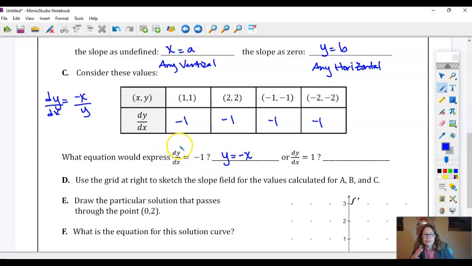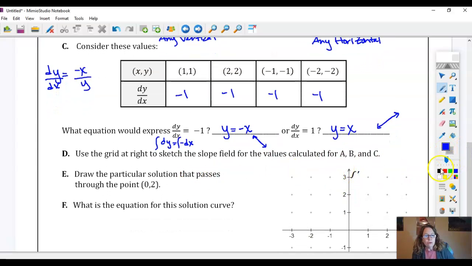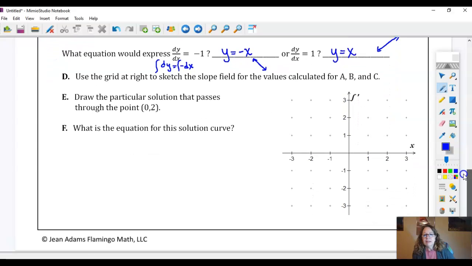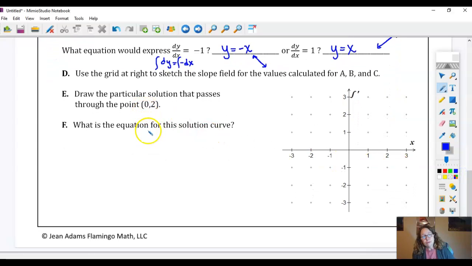Think about if we were to do a separation of variables on this, and if we were to take the antiderivative of each side, that'd be y equals -x. So if it's dy/dx equals +1, that would be y equals x. So y equals x is a diagonal line, 45-degree angle, going through the first and the third quadrant, whereas if y equals -x, that would be going through the second and the fourth quadrant. All right, using a grid, we're going to sketch a slope field, and then we're going to draw a particular solution. We'll write the equation.